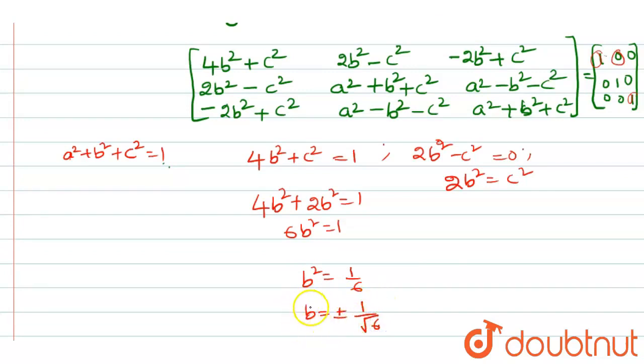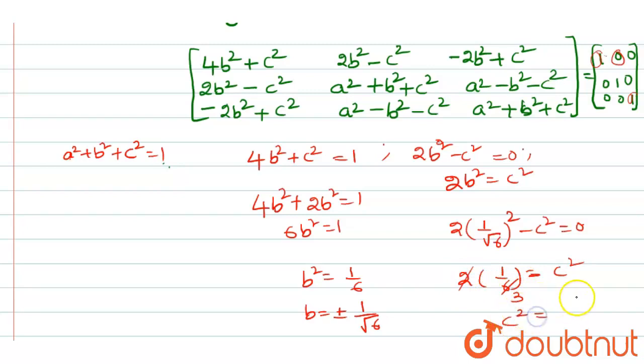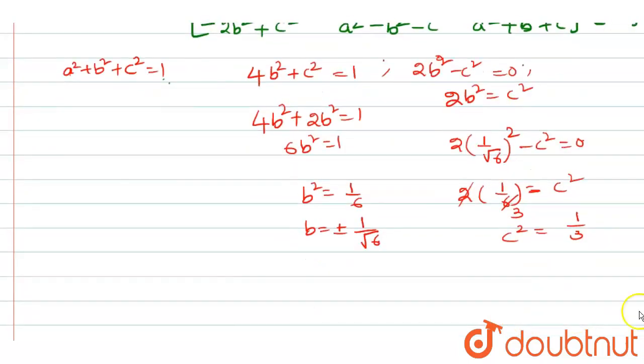Substitute the value of b equal to plus or minus 1 by root 6 in this equation. So 2 into 1 by root 6 whole square minus c square equals 0. So 2 into 1 by 6 equals c square. Two ones are two, two threes are six, so c square equals 1 by 3. So the value of c equals plus or minus 1 by root 3.